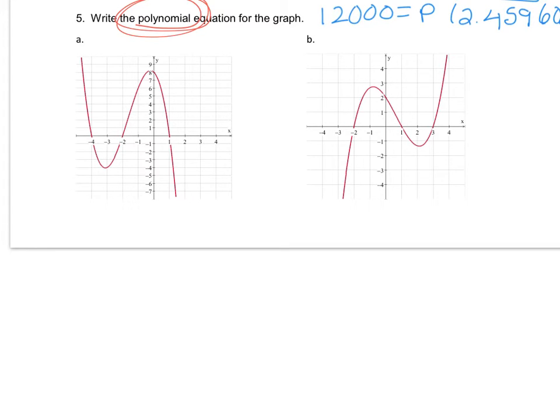So for the polynomial, we're going to start in factored form, and we don't know the leading coefficient a, so I'm going to hold its spot. And then we're going to take our x-intercepts here and put them into the factored form.